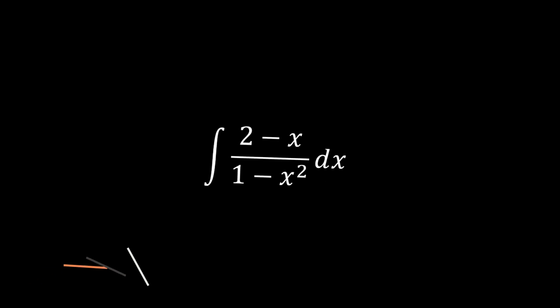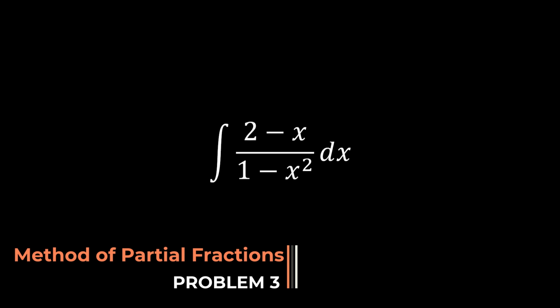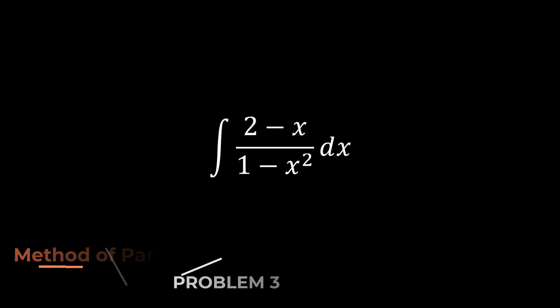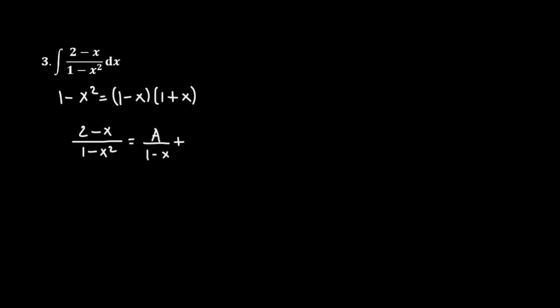Problem number 3. Here we need to find the integration of 2 minus x over 1 minus x squared with respect to x. Because the denominator 1 minus x squared can be written as the product of 1 minus x and 1 plus x, we should include one partial fraction for each factor and write the integrand 2 minus x over 1 minus x squared as a over 1 minus x plus b over 1 plus x. Let this be equation number 1.